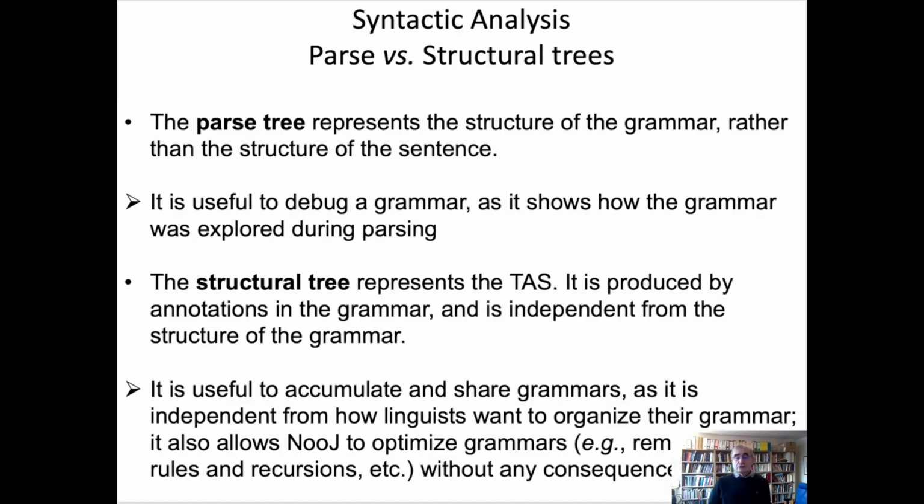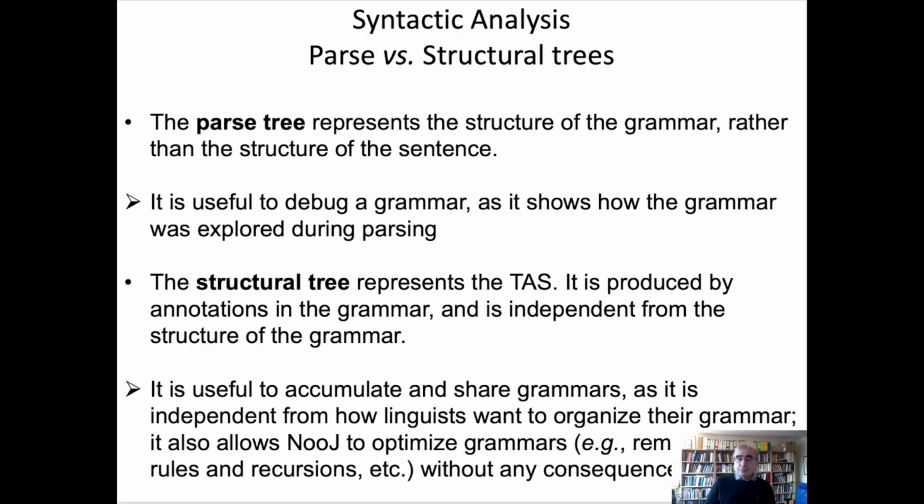However, the structural tree represents the task, so it represents the annotations that were inserted in the task, in particular the structural annotations. And this is very useful because it represents the structure of the text and not of the grammar. And it's important because now, since the structure of the sentence can be independent from the structure of the grammar, you can organize the grammar as you wish without modifying the structure of the sentence.